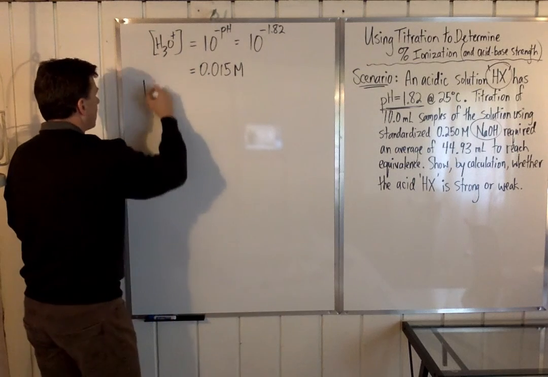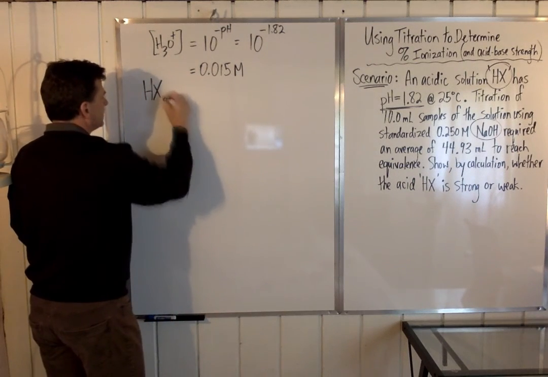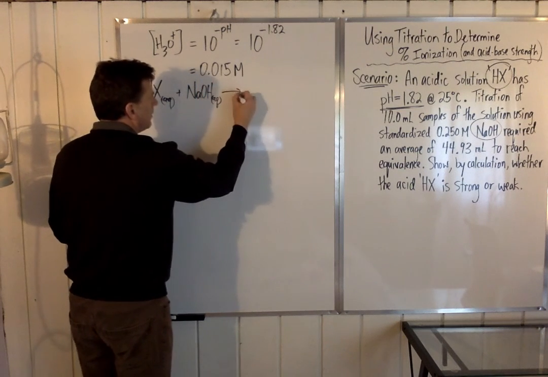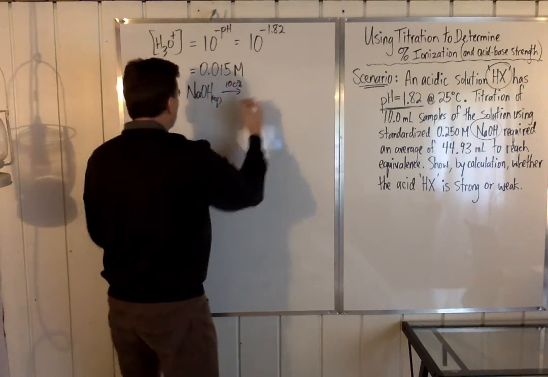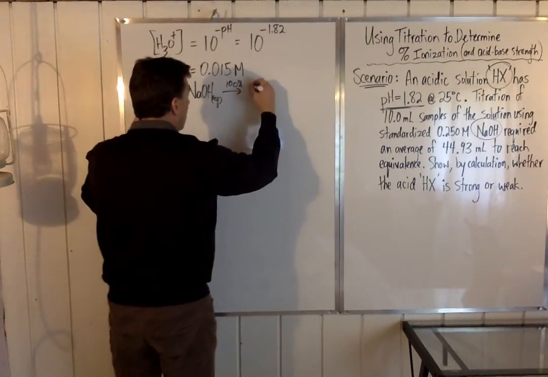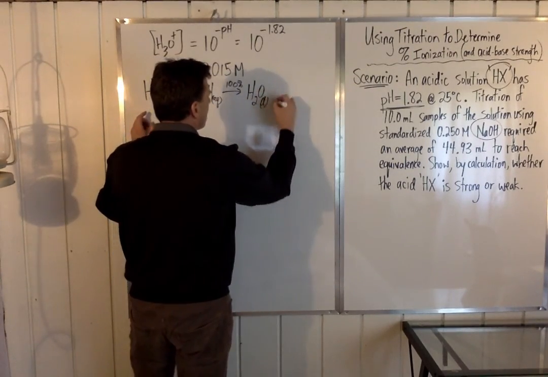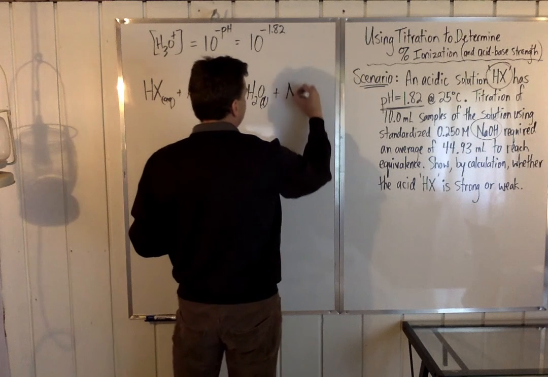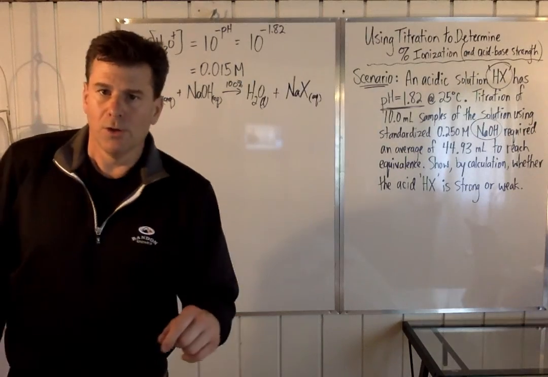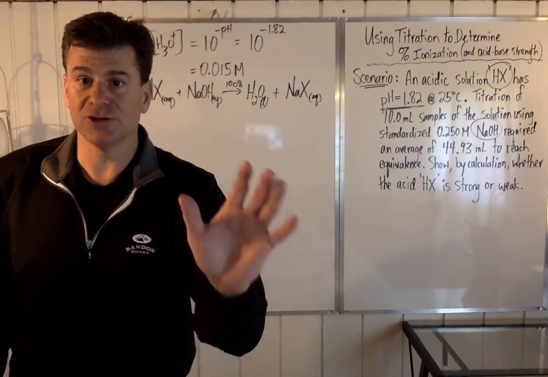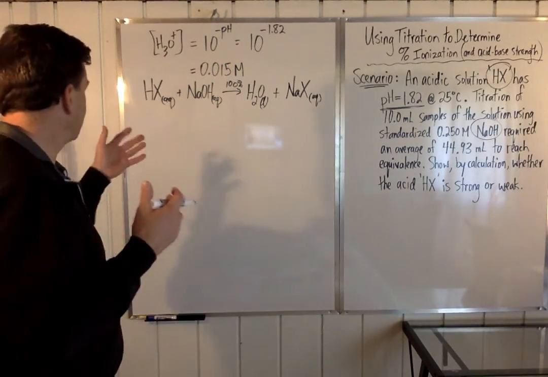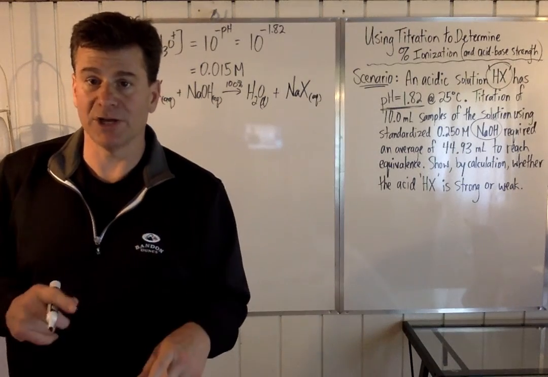So we had a solution of HX, we titrated with NaOH, it went 100%, we formed the H of the acid and the OH from the base, formed water, and then we made the sodium salt, NaX. Okay, so we did that neutralization. Therefore, the moles of the acid and the moles of the base are going to be equal because this is a balanced chemical equation and it's a 1-to-1 ratio.